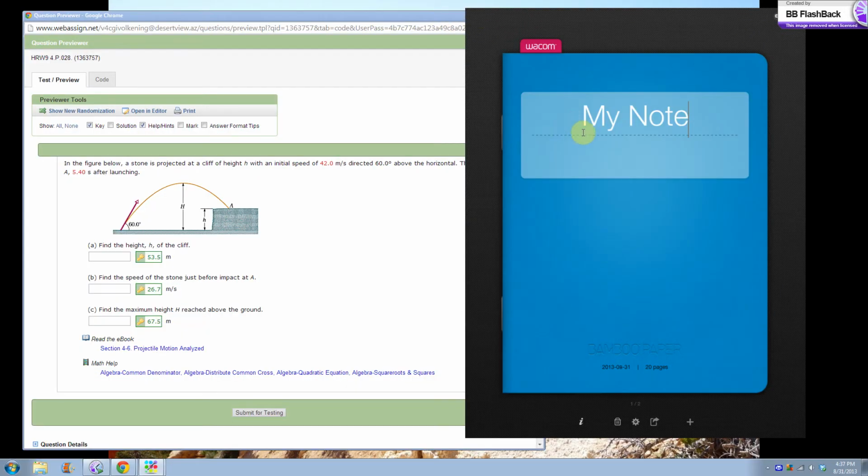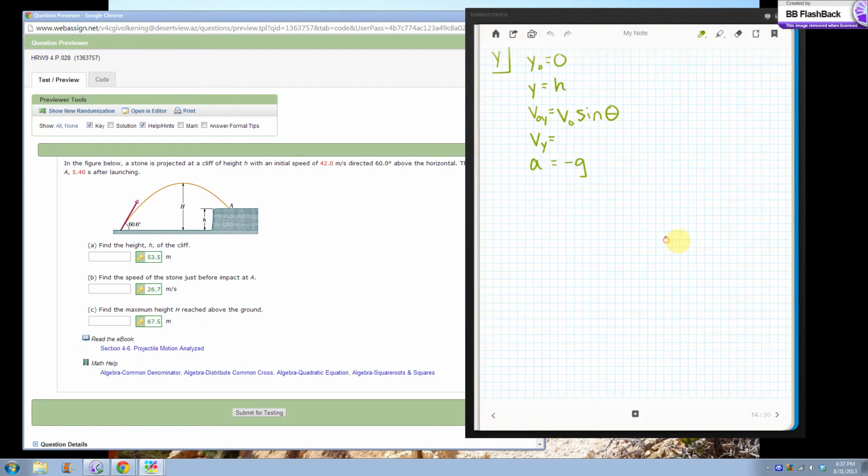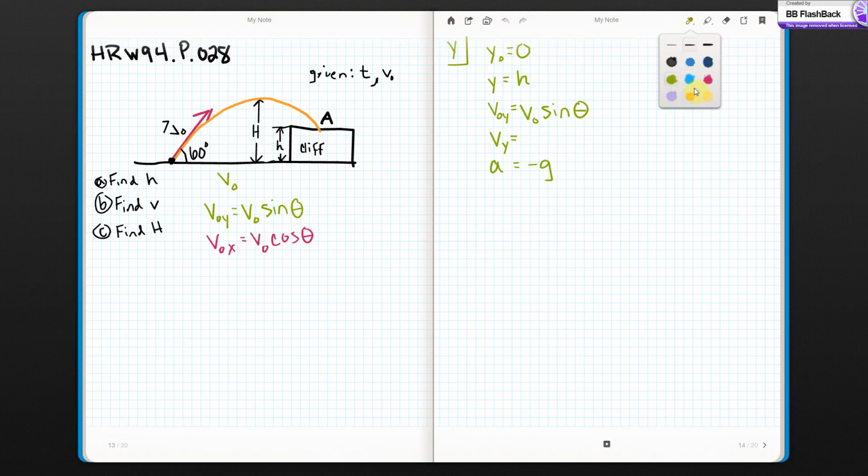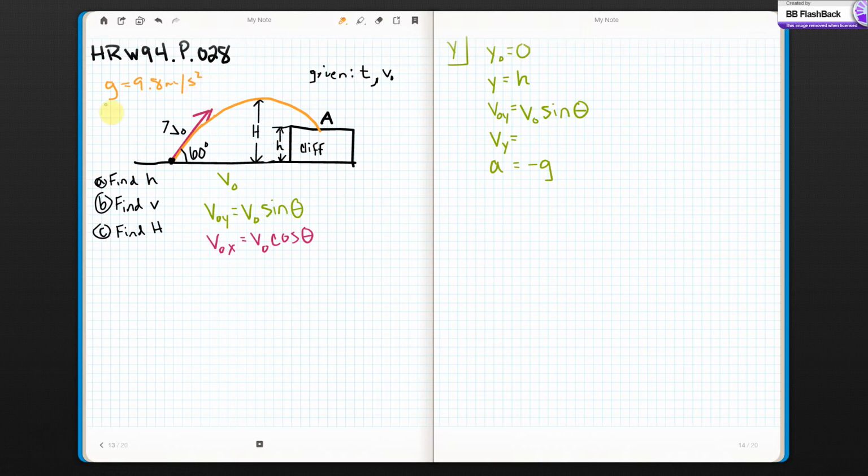Oh, I always do that. No, go back in. Go back in. I don't know why I do that. It's happened like 5 times. Sorry. Okay. Whenever you see G, that just means 9.8 meters per second squared, but using G saves me a little time and space.